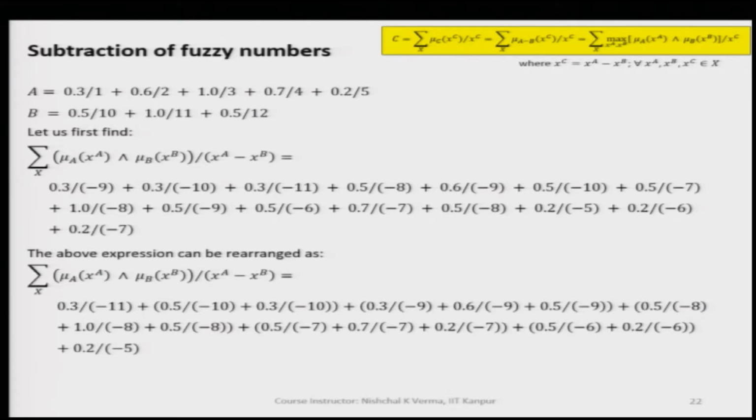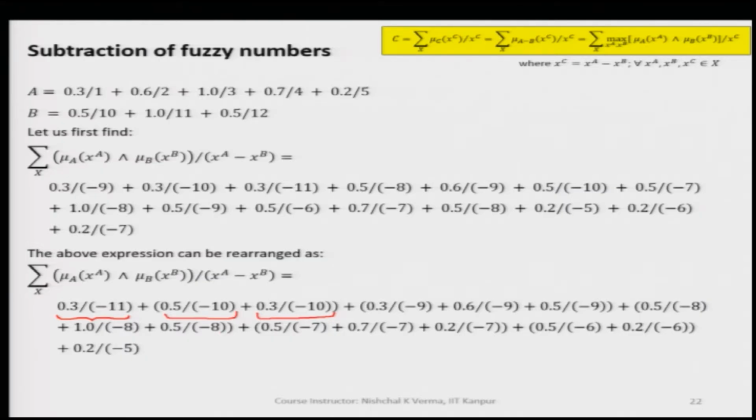Now, what we have to do is rearrange all these terms, which means we form a group of all these elements which have the same generic variable value. So, for generic variable value minus 11 we have only one term, so that is how it is written here. Now, for generic variable value minus 10 we have two values, the first one is this and the second one is this. So, we see that we have two terms for generic variable value minus 10.